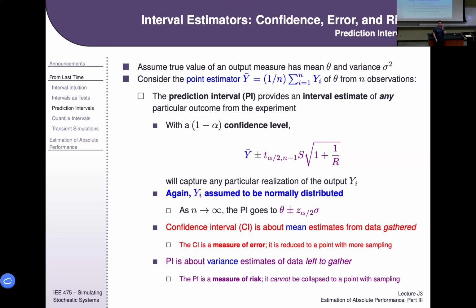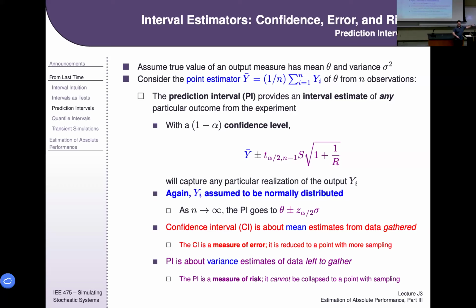Or I'll say it another way: this formula, this 1 plus 1 over r, where that comes from is that there are 2 sources of variance when we do empirical work, when we sample things. There's the fundamental variance in the system, which is the standard deviation, and then there's variance caused by using too few samples. So if you just happen to only sample the system twice, you add a lot of variance because you might have just gotten lucky or unlucky in those 2 samples.